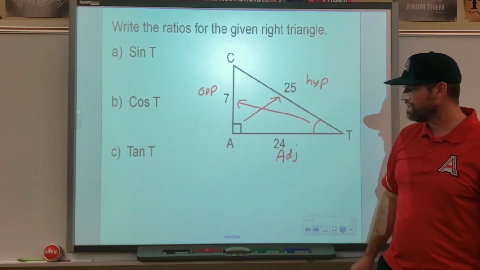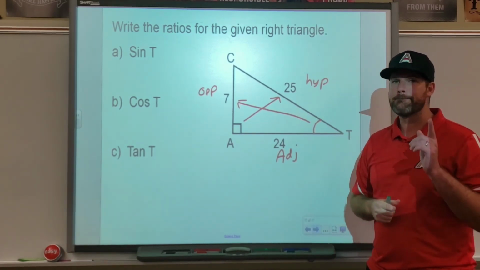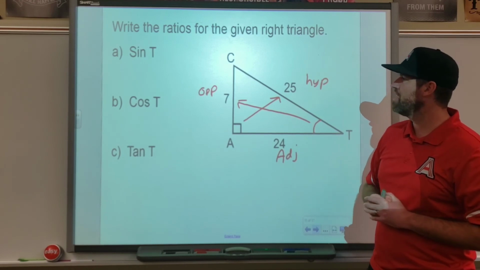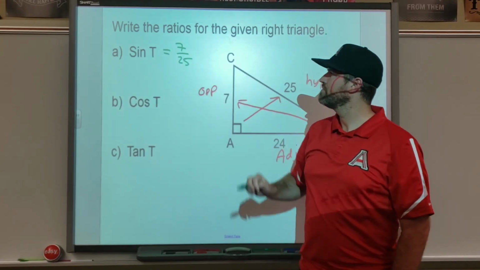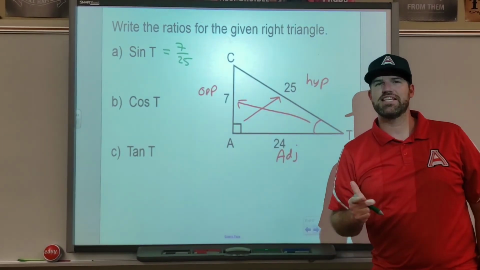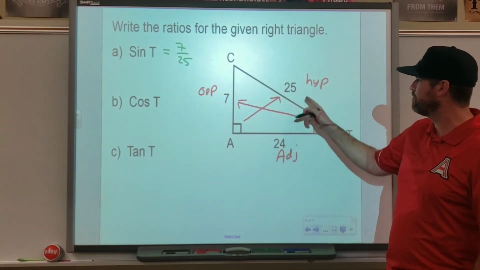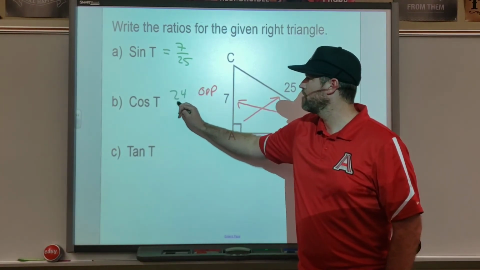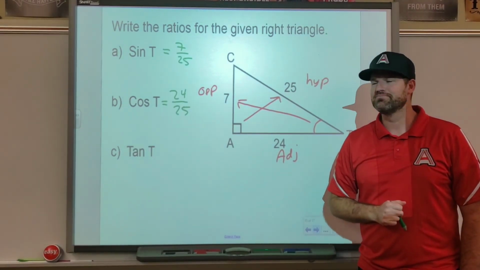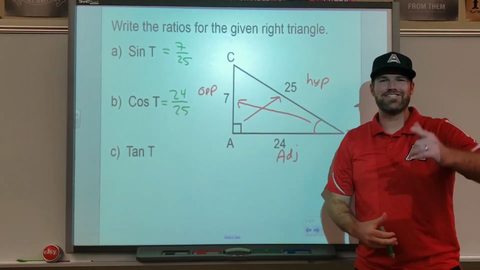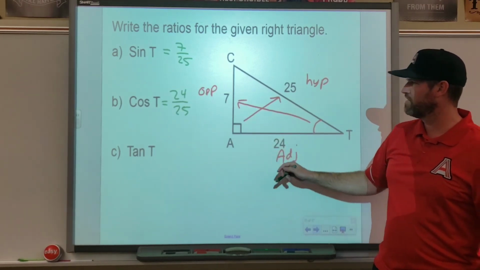Very nice. So now when we go to find the sine of T, that's right, the sine is going to be the opposite over hypotenuse. So that's going to be 7 over 25. Okay, go ahead and find the cosine of T. Great job again. All right, the cosine is going to be the adjacent over hypotenuse. So that's 24 over 25. And finally, please find the tangent of T. You did it again! Great job. Tangent is going to be our opposite over adjacent, so 7 over 24.